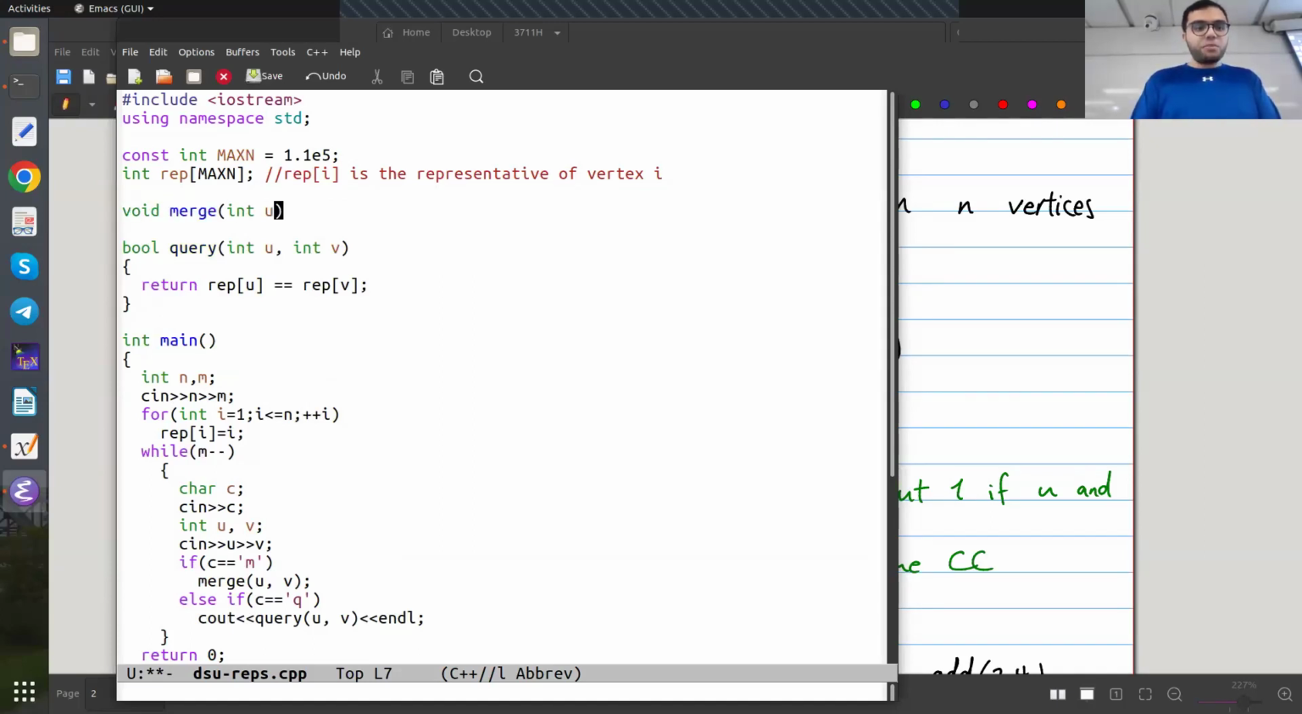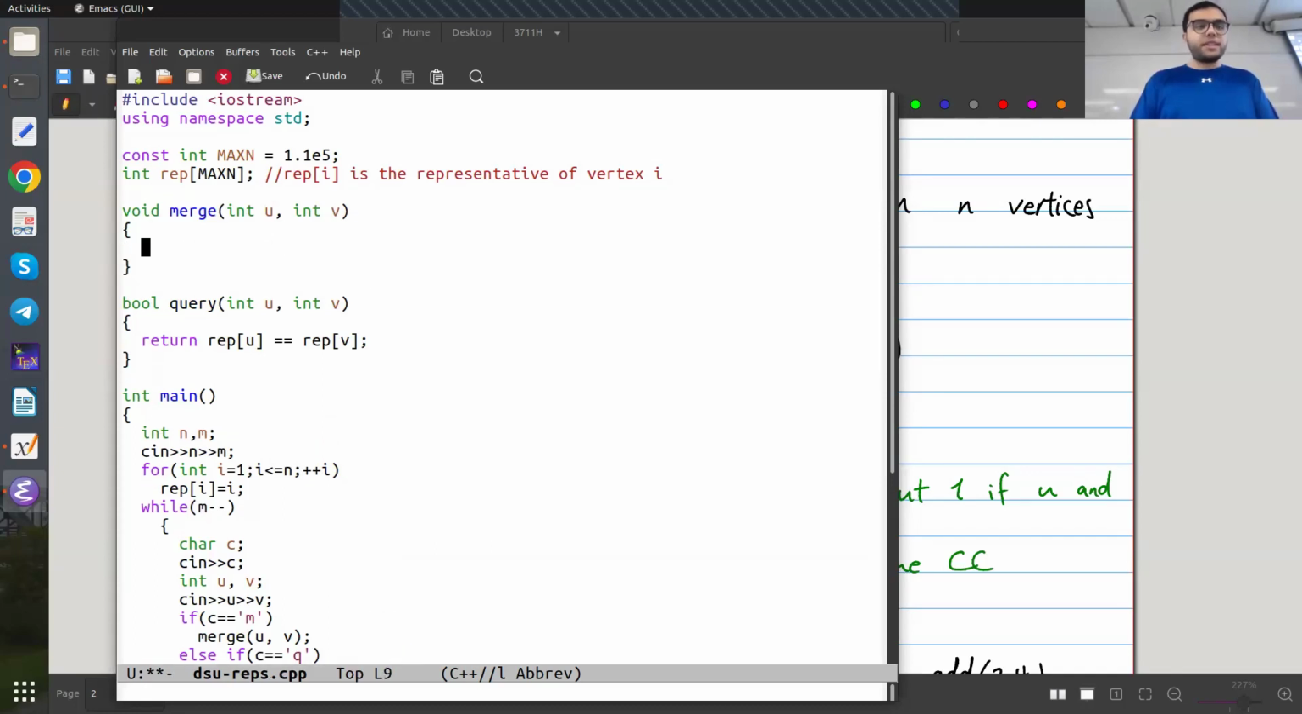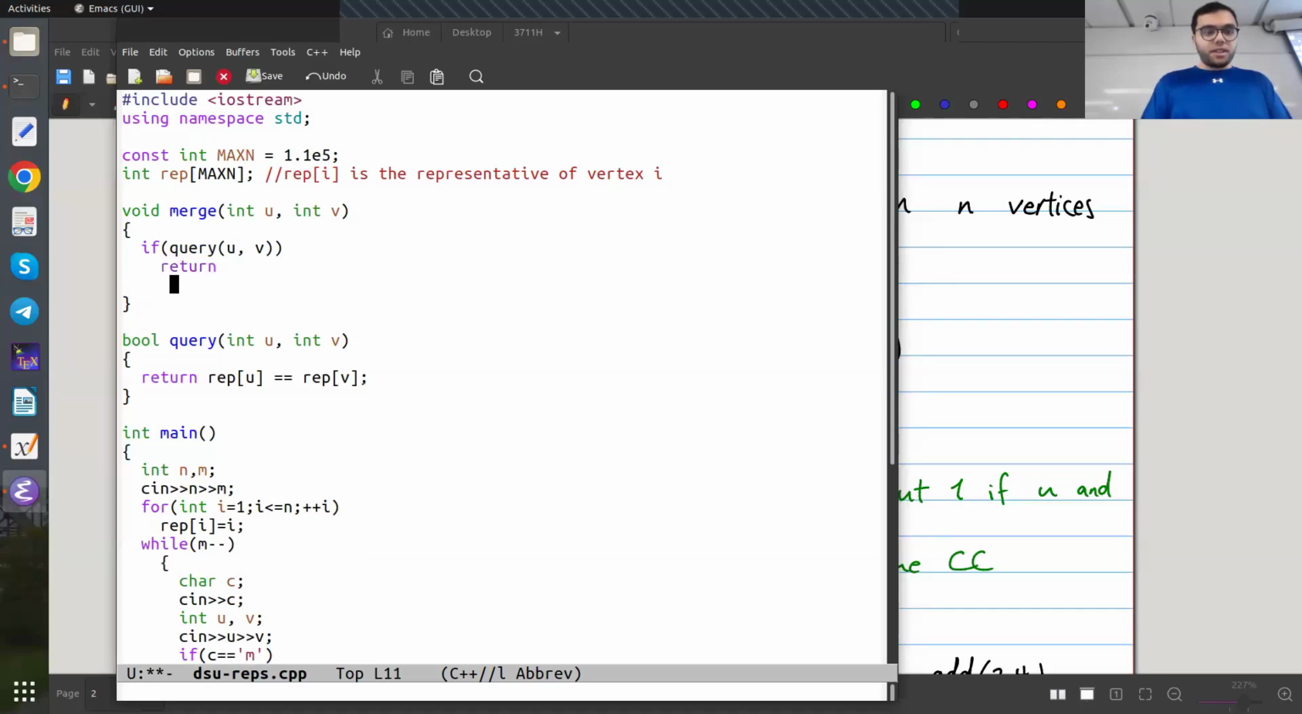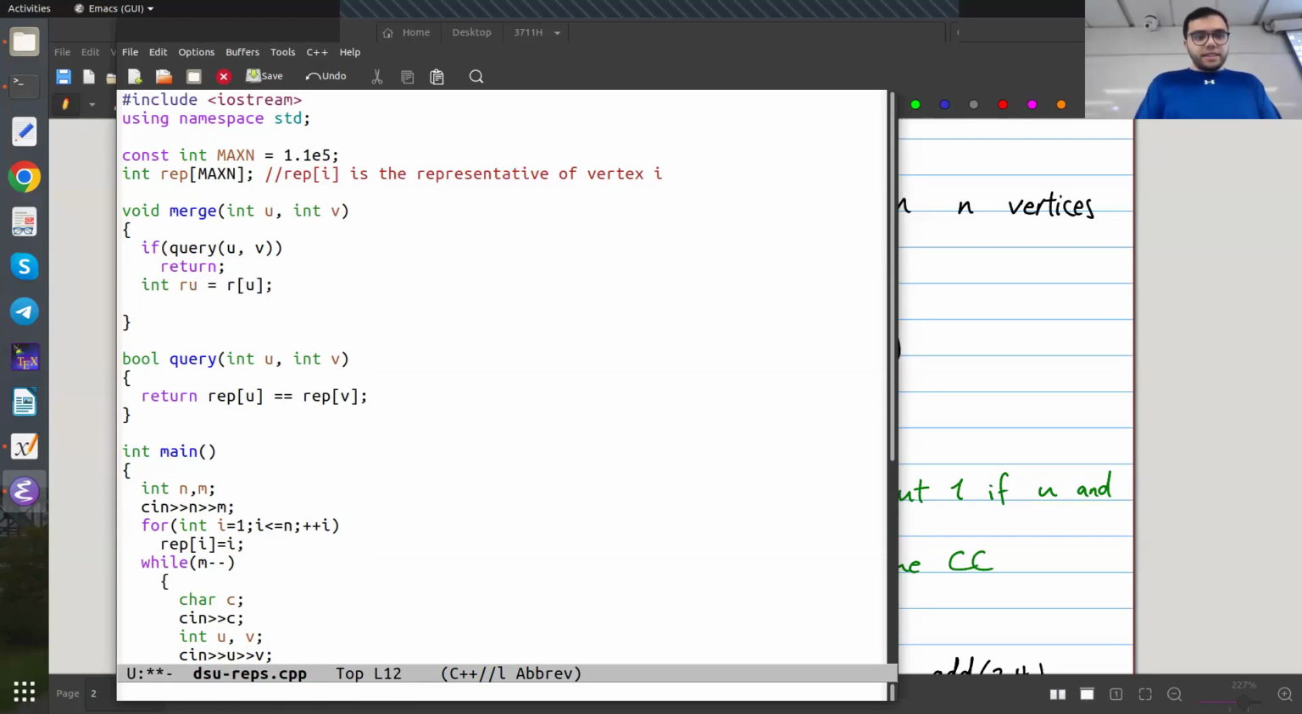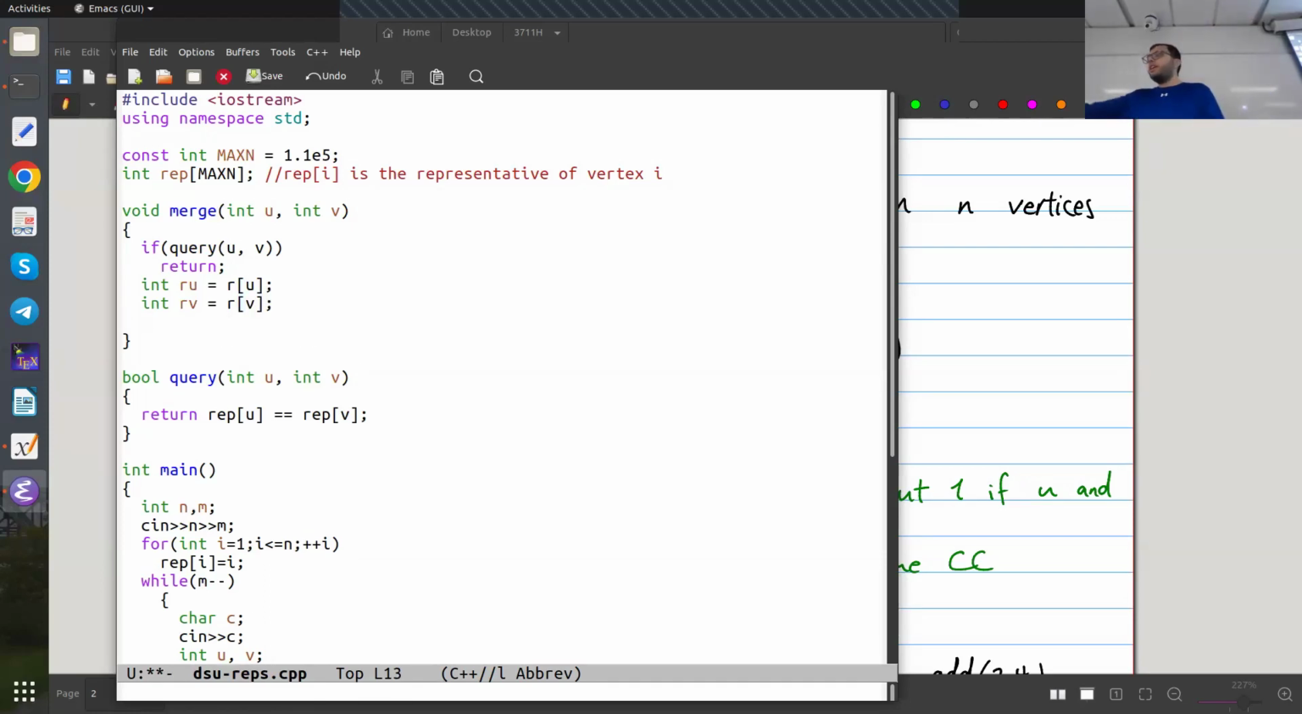So I want to merge the connected components or the set that contains U and the set that contains V. Now, I first do a query. I say, if they're in the same set, return. Don't do anything. Okay, they're already in the same set. I don't care. Otherwise, take one of the representatives. So, for example, take the representative of U and also take the representative of V and just go over the whole array. And whenever you see one of them, replace it by the other one.